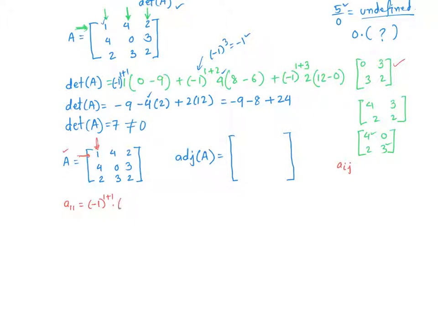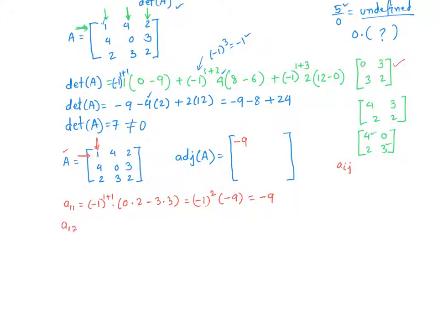So it's going to be negative 1 to the power 2 times 0 times 2, which is 0, minus 3 times 3, which is 9, so it's going to be negative 9. Now negative 1 whole squared is just 1, which gives me negative 9. So my first entry is going to be negative 9. Now let me go ahead and find the second entry.